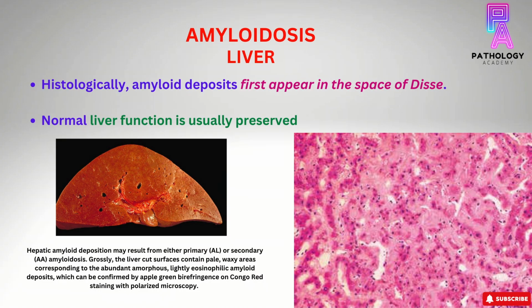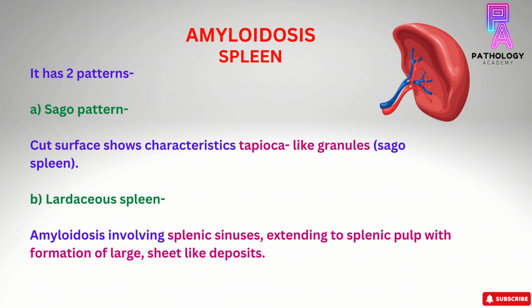Coming to the amyloidosis of liver. Well, in liver, amyloid deposits first appear in the spaces of Disse. Normally, the liver function is usually preserved. As you can see here in this image, I have shown amyloidosis, which is usually seen as pale waxy areas corresponding to abundant amorphous lightly eosinophilic amyloid deposits, which can be confirmed by apple green birefringence on Congo red stain combined with polarized microscopy.